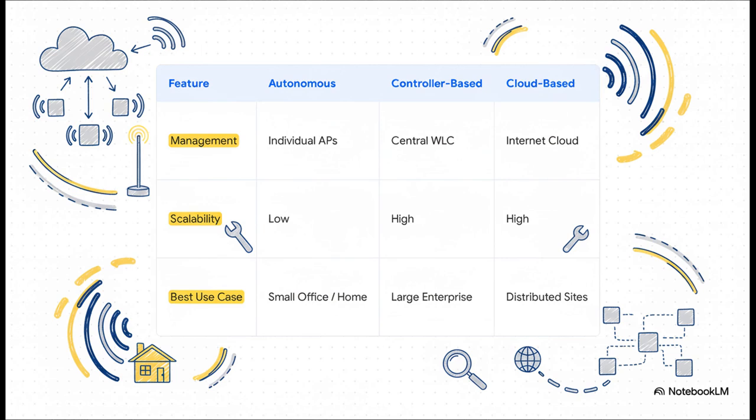So, which one is the right one? Well, it really depends. This table kind of breaks it all down. For a small office or your home, autonomous is perfect. Simple, gets the job done. For a single huge campus, like a university, controller-based is still king. It's powerful and centralized. But for a business with lots of distributed sites, like a retail chain, cloud-based offers the most flexibility. At the end of the day, it's all about choosing the right tool for the job.